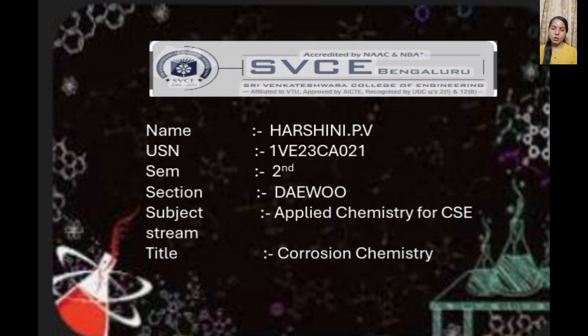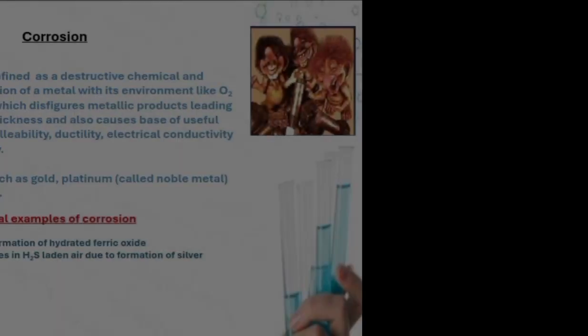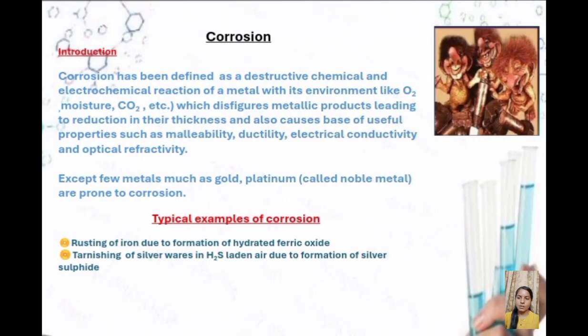Title is Corrosion Chemistry. The contents which we are going to cover today are corrosion, why metals corrode, factors influencing corrosion, mechanism or causes of corrosion, types of corrosion, prevention of corrosion, protective measures against corrosion. Now let us see about the corrosion.